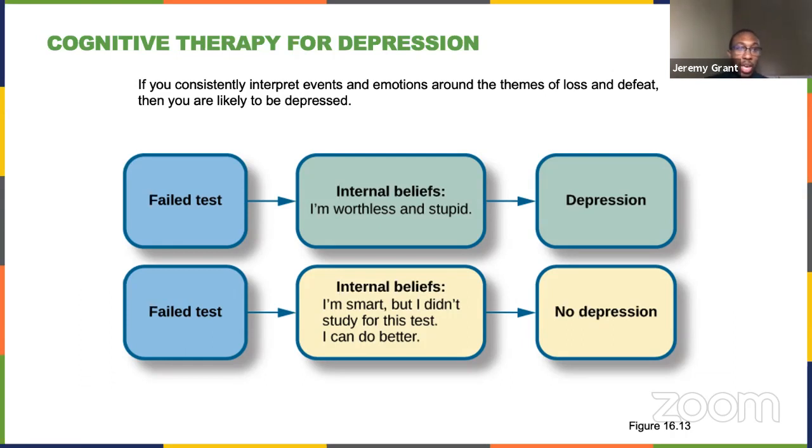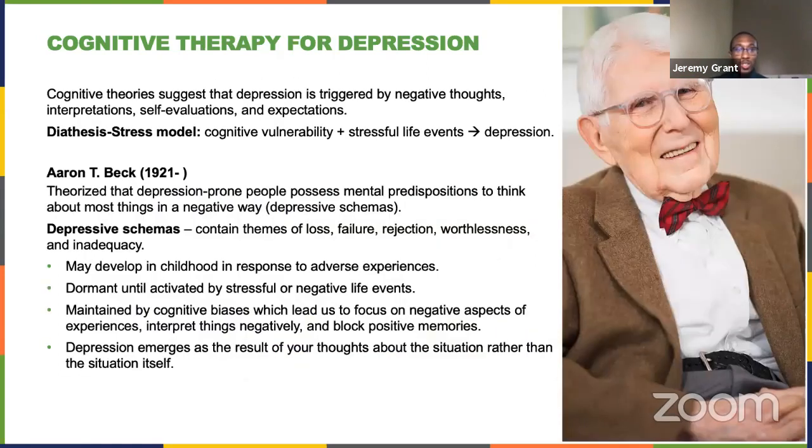So for example, if someone fails a test, and their internal thoughts are that I'm worthless and I'm stupid, those kinds of negative and unhelpful thoughts can lead to depression, versus interpreting the event of failing a test in a different way, saying, I'm smart, but I didn't study well for this test. Those individuals would be less likely to experience depression. So the idea here is that by engaging certain cognitive strategies, you can help mitigate the effects of depression.